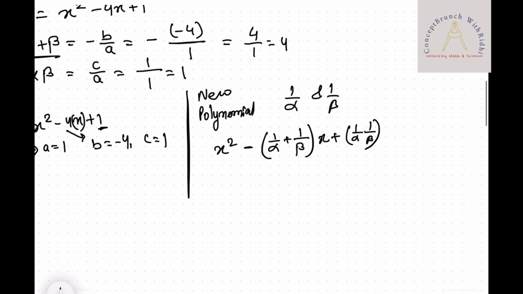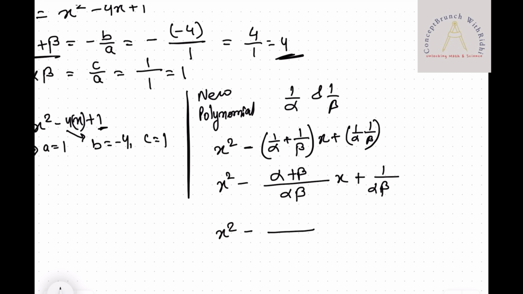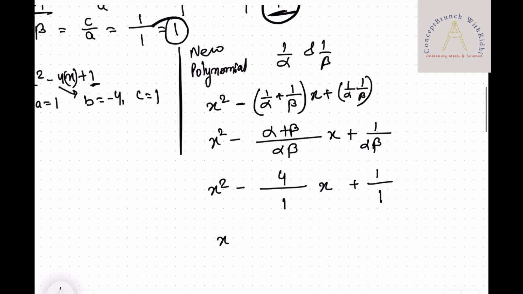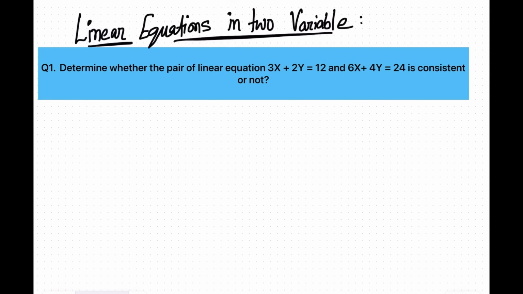Now let's do this question. x squared minus, take an LCM, alpha beta, this is alpha plus beta times x plus 1 by alpha beta. We can find out the value from here, right? So x squared minus, what is alpha plus beta? That is, we can write 4, and alpha times beta is 1 times x plus 1 over alpha beta is 1. So we can write the polynomial as x squared minus 4x plus 1 is the final answer.